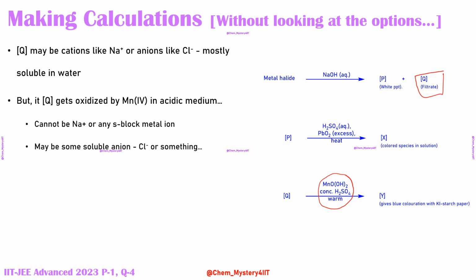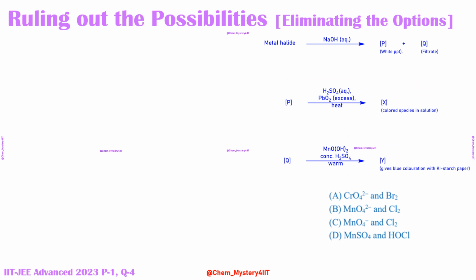It may be some soluble chloride ion or bromide ion or any such anion which can be very easily oxidized by Mn(OH)2 or manganese plus 4. So that was one idea about how we can think about Q versus P.